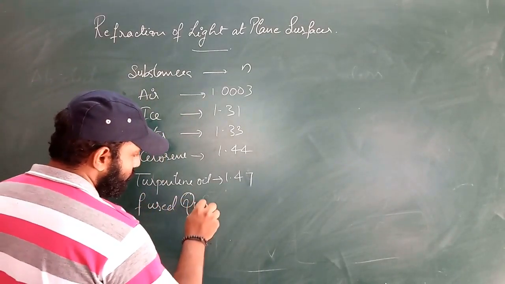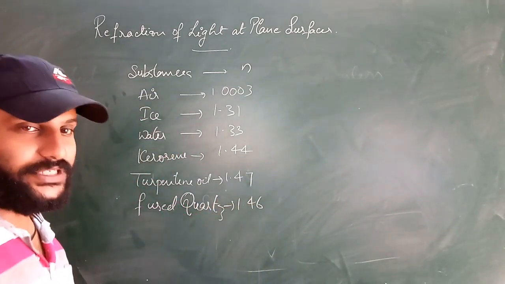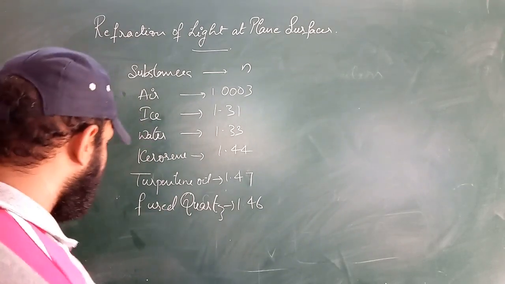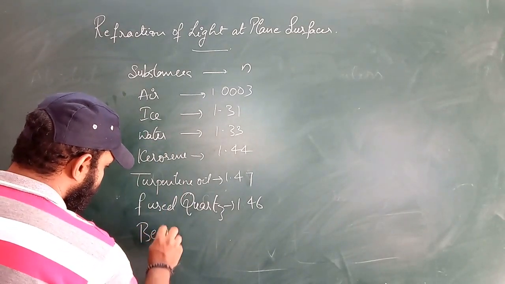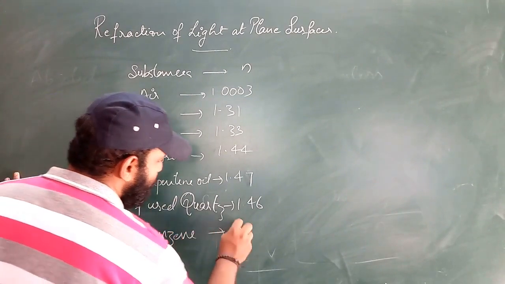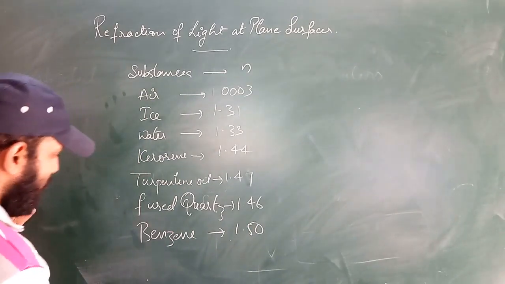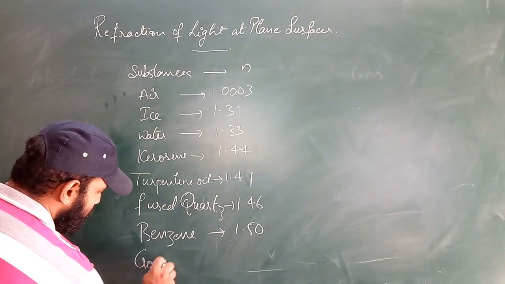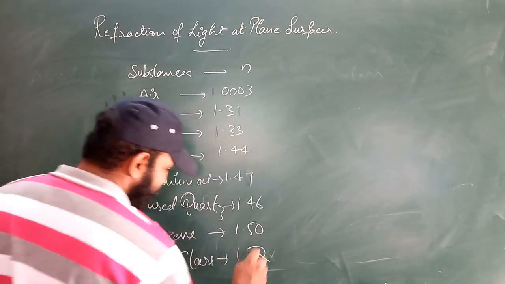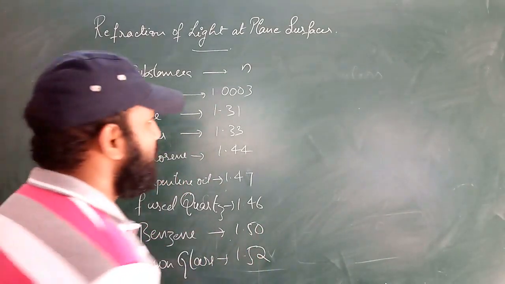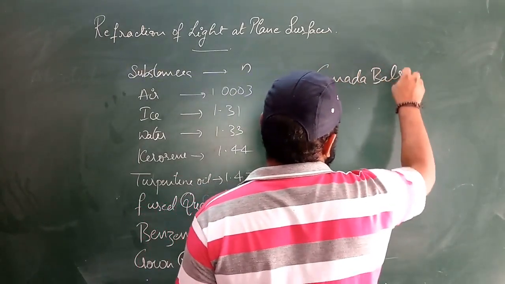Fused quartz is what? 1.46. Next one, what I will write after this one? Benzene. Benzene, how much? It is 1.50. Now next one is what? Crown glass. Crown glass is 1.52. Next one is Canada balsam.